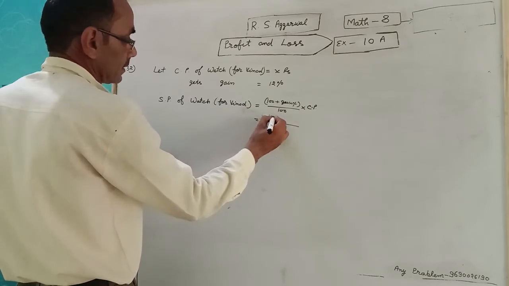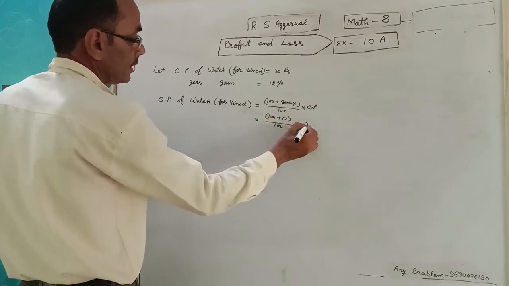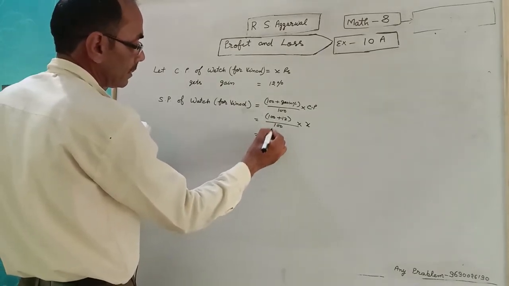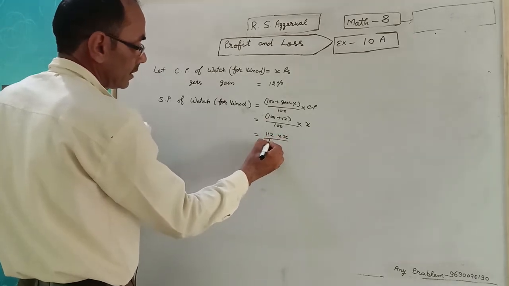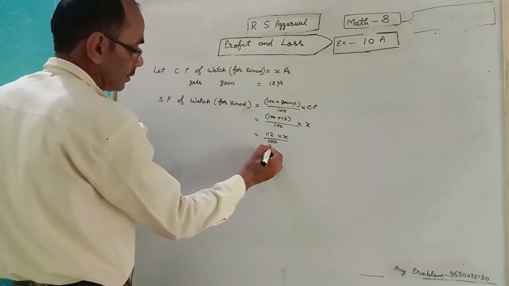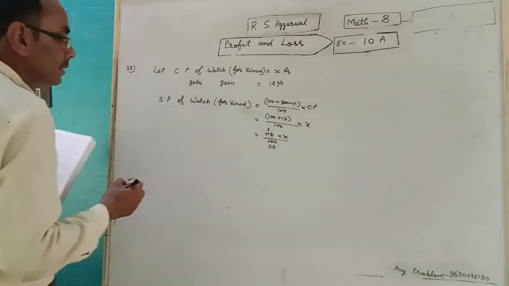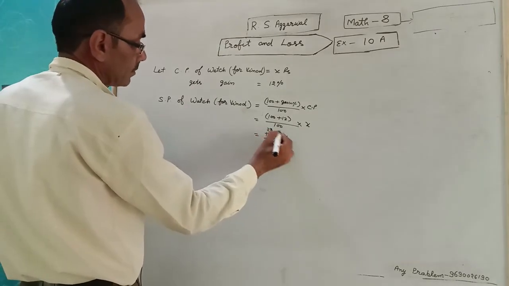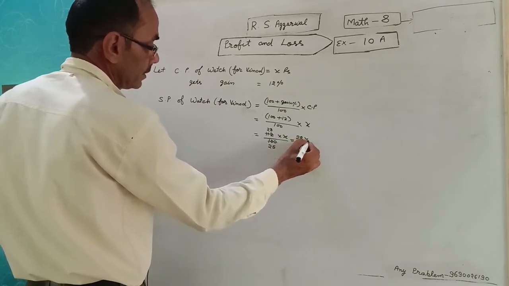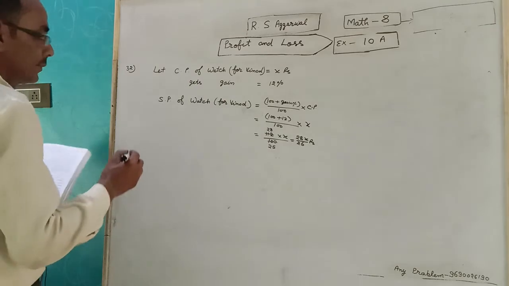100 plus gain, which is 12%, upon 100 into CP, which is X. So 112 upon 100 into X. Dividing by 4, 112 becomes 28 and 100 becomes 25. So 28X upon 25 rupees is the SP of the watch for Vinod.